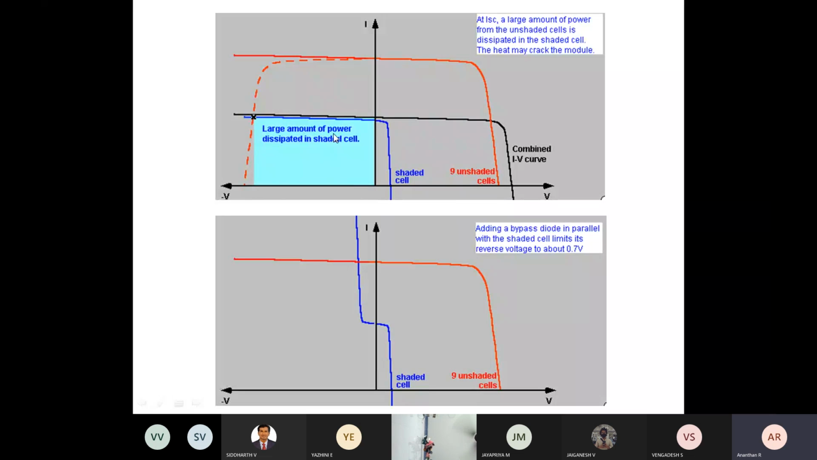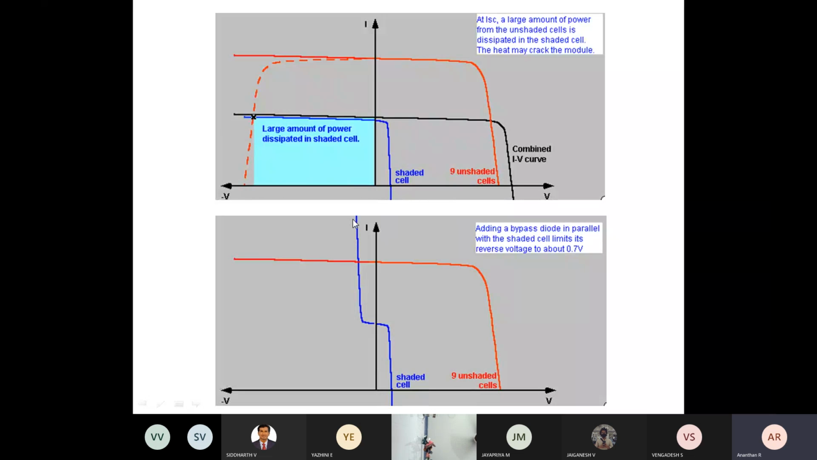Okay, so this much amount of power is wasted because of the single shared cell. It may be partially shared. If you add a bypass diode, then the shared cell will be far reverse biased. So the IV characteristic of a shaded cell will look like this.